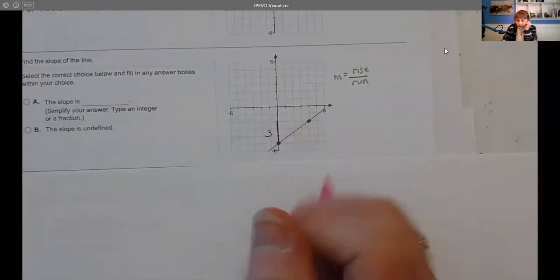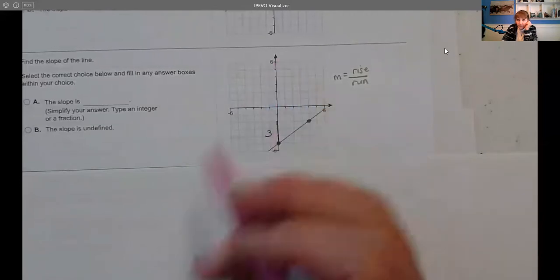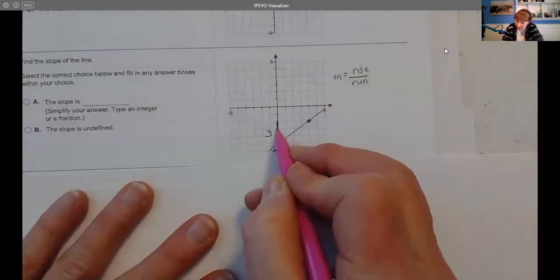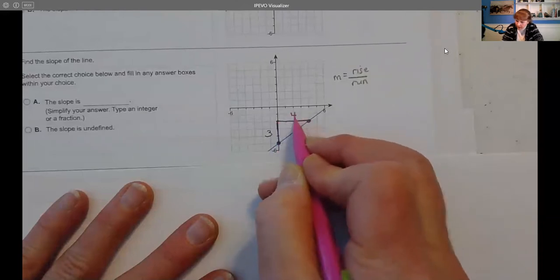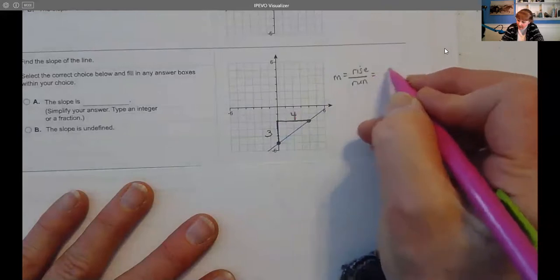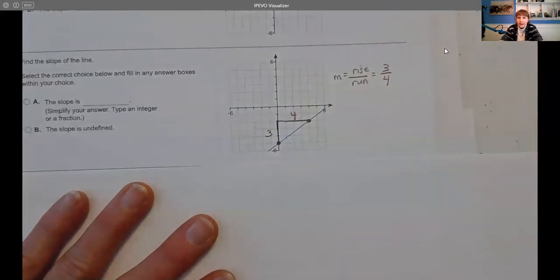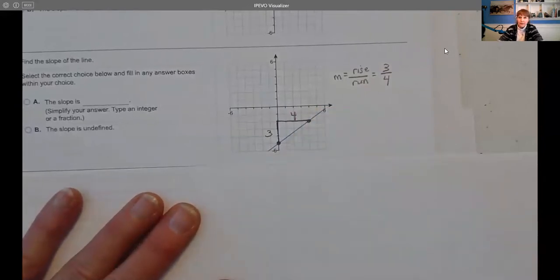And in this case, each one's worth 1. So we've gone up 3 blocks and we'll go over 4: 1, 2, 3, 4. So our slope is 3 over 4. All right, and again, it's positive because it's rising as you read from left to right.